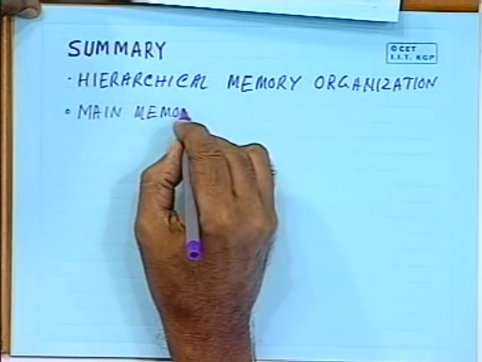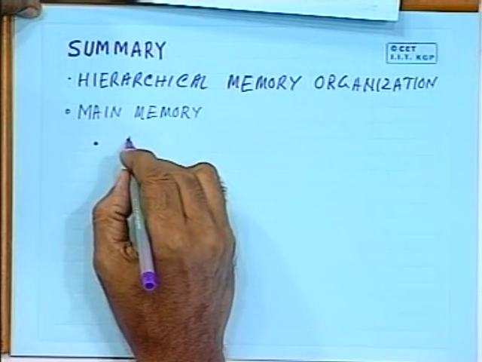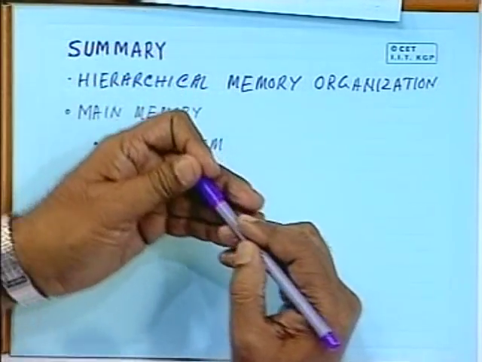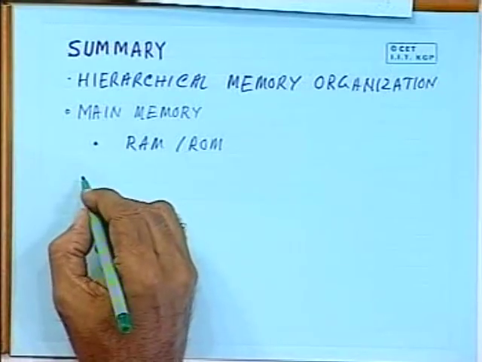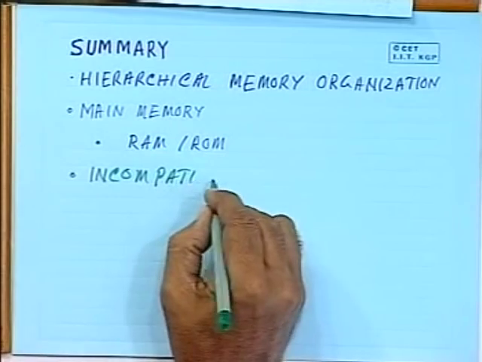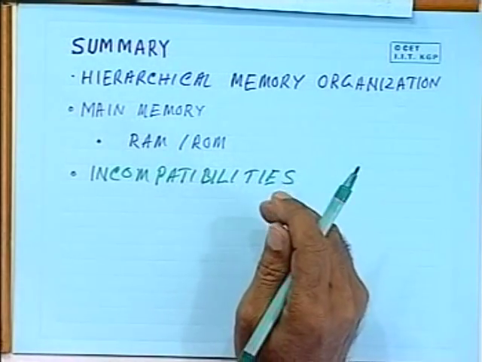And we have discussed the organization of different types of main memory devices like RAM, ROM. Not only their internal organization, we have also discussed how a chip is realized, the chip organization of these different types of memories. Then we have also discussed the various types of incompatibilities that we encounter whenever you interface the CPU with the main memory devices.